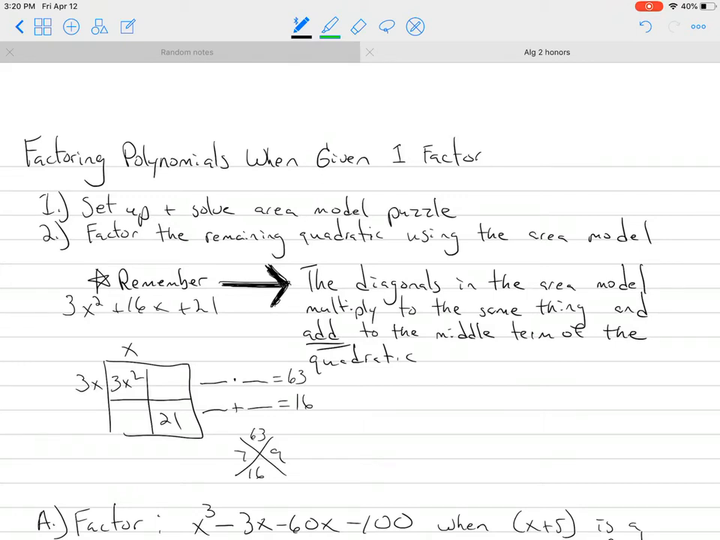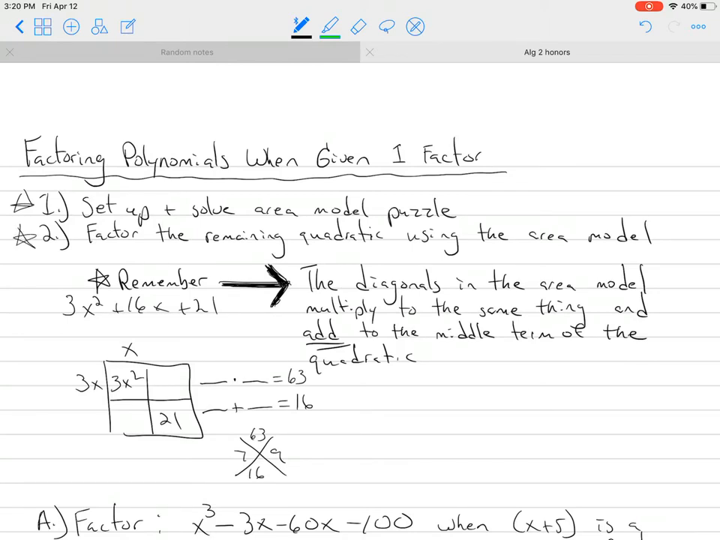I'm gonna get some information down and we're gonna clean up this factoring polynomials when given one factor. You all did a lot of discovery in the last class and now we're going to make it happen. So, factoring polynomials when we are given a factor. One, you want to set up and solve an area model puzzle. So where you're given a factor to begin with, you'll set it up and solve the big area model puzzle.